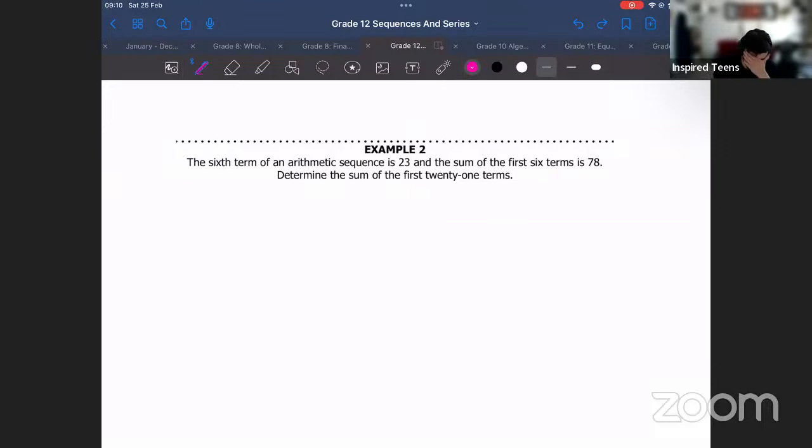Okay, so we're not going to do this example. You guys can practice this one on your own, but I'm just going to do the basis of it. The sixth term of an arithmetic sequence is 23. Okay, so just a hint.